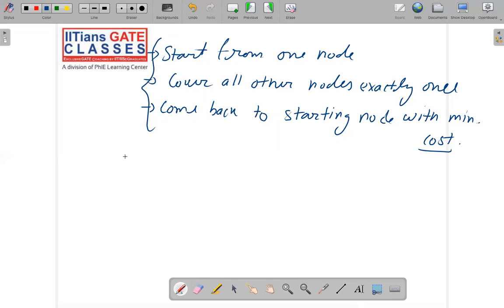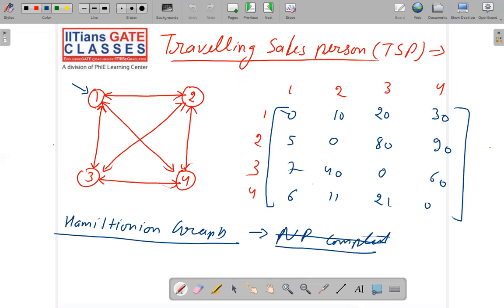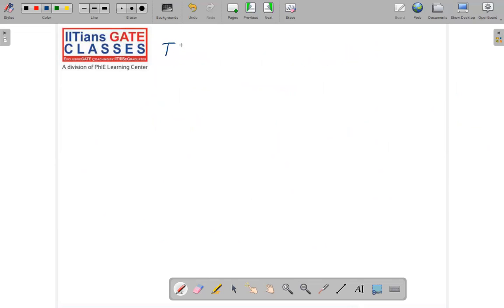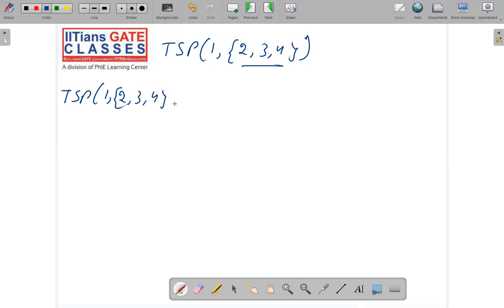Now let's consider the algorithm for it. Suppose we are considering this graph with these costs, and this problem is TSP. We are starting from 1 and we have to cover 2, 3, and 4 in any order. This is the set that we have been given. So what is the solution? The solution is TSP 1, {2, 3, 4}.